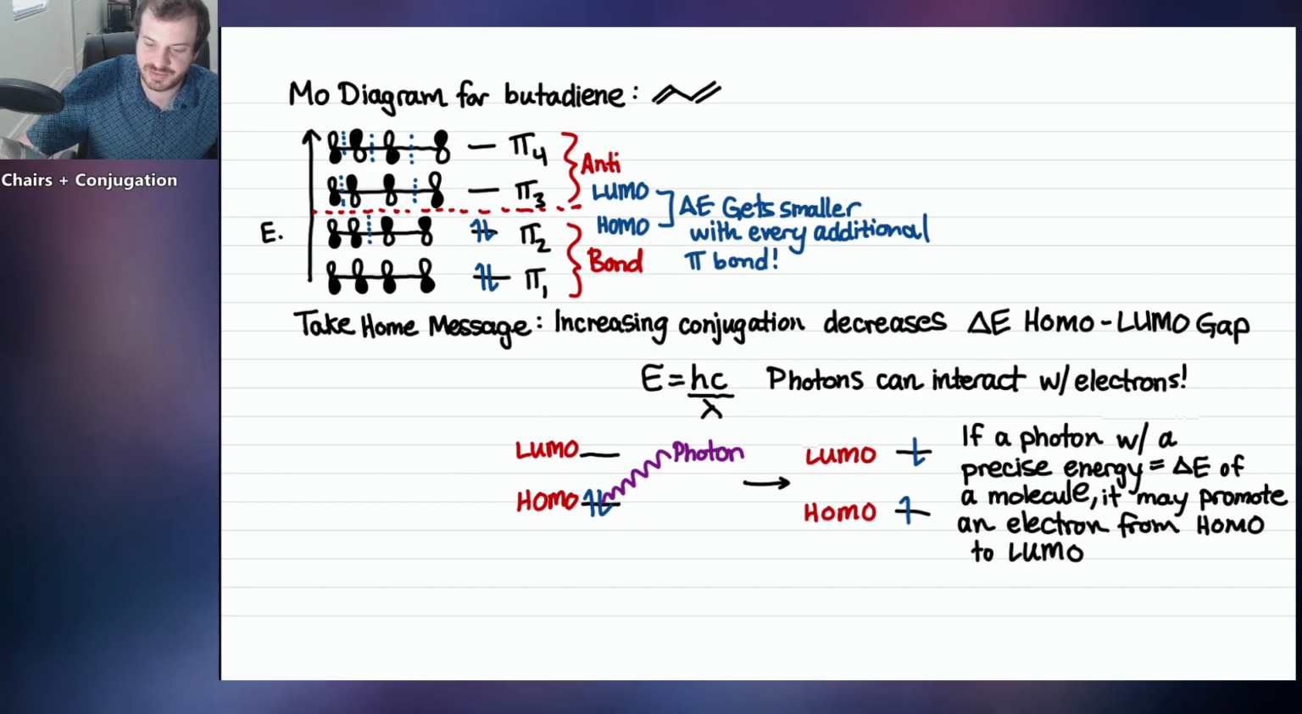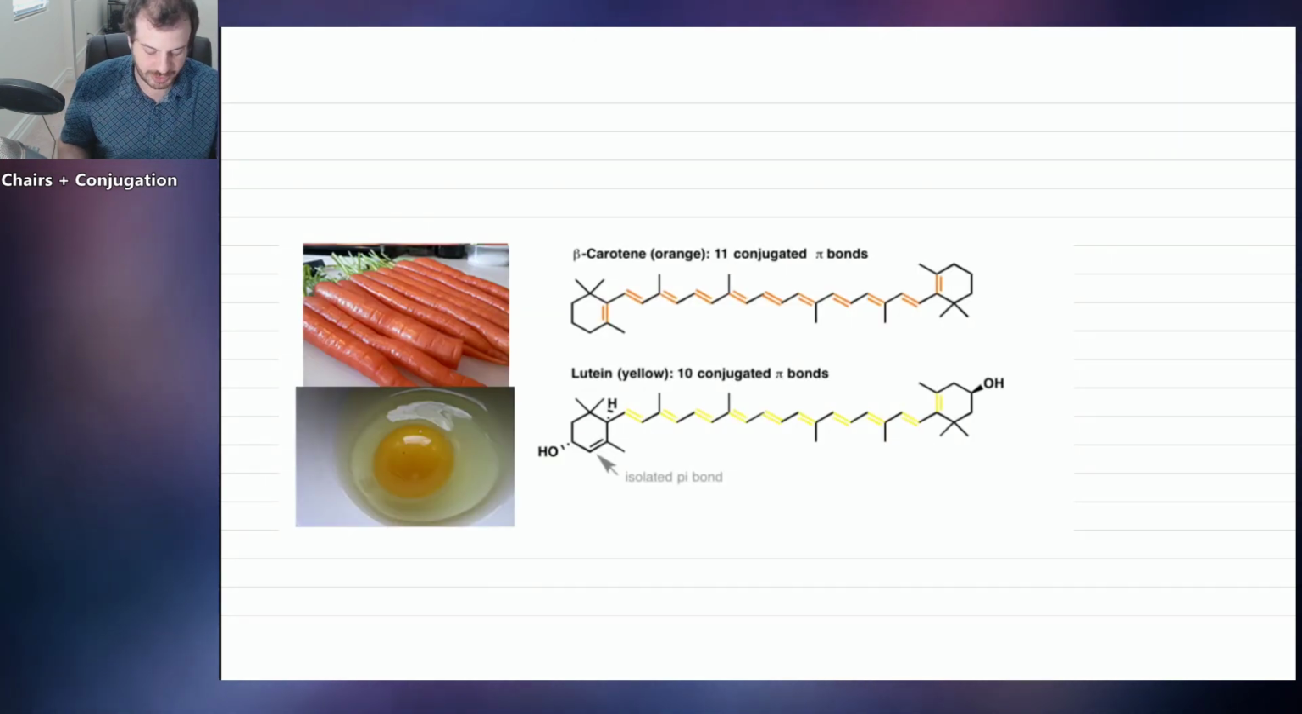And what this means is that the molecule can absorb light. And what happens if a molecule absorbs light? It can appear to have a color. And so all of this conversation was just to talk about how we can predict, in a way, the colors of organic compounds. So let's take a look at two organic compounds, one called beta-carotene, which is found in carrots, and one called lutein, which is found in egg yolks.